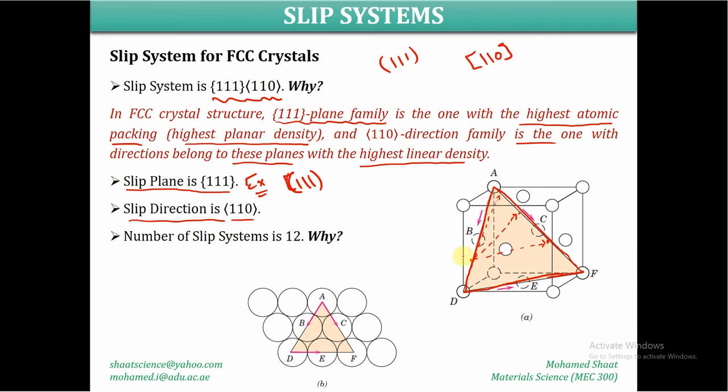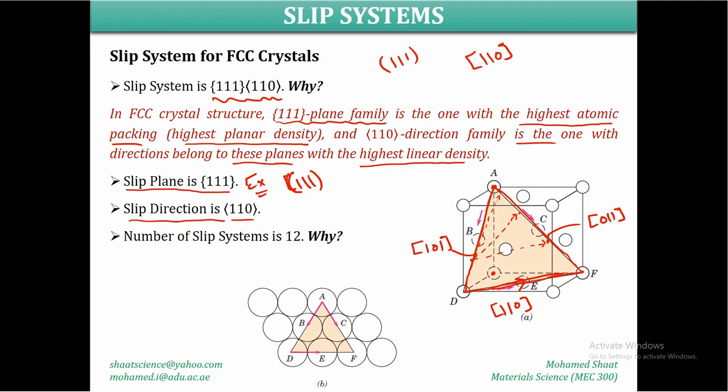For example, this direction is 110. Like for example, if you started from here, this is the 0 point, so you're going to go 1 in the x direction and 1 in the y direction. So this is going to be this direction. This direction is the 110 direction, right? This direction is going to be the 101 direction. This direction is going to be the 011 direction. All of these three directions are equivalent.